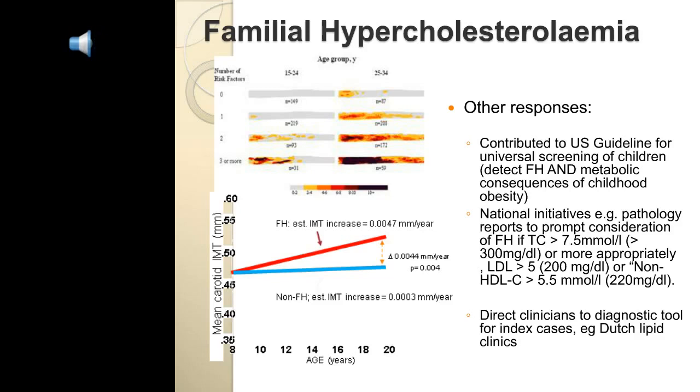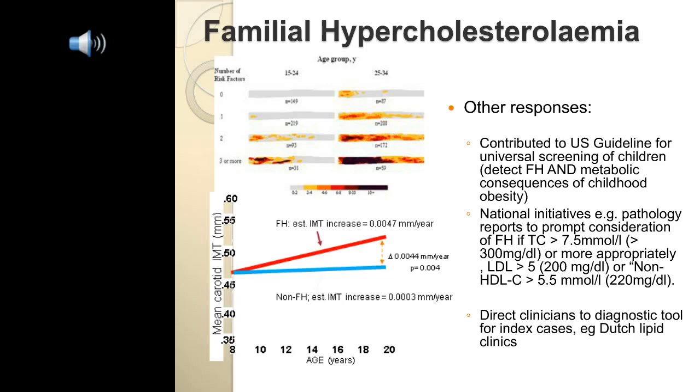And this is tragic because you can see that there's evidence that cardiovascular disease does start in childhood, and here you see an illustration of the rate of increase in thickening of the carotid arteries in young children with FH compared to the rate of progression in the general population.